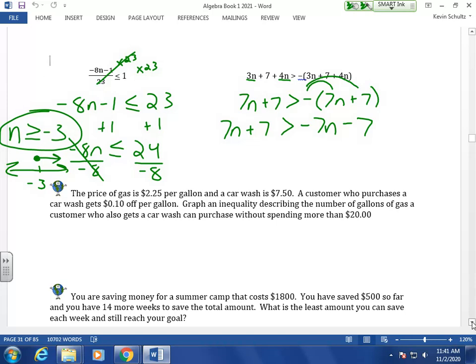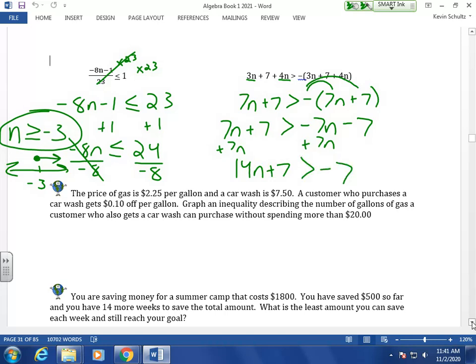It just means that, do we have the same number of n's on both sides? No. So is this going to be a no solution or all solution? No, it's not. Okay? No, it's not. Because we have to have the same number, and 7 is not the same as negative 7. So you might want to add 7n to both sides to move things over to the left here. And that gives us 14n plus 7 is greater than negative 7.